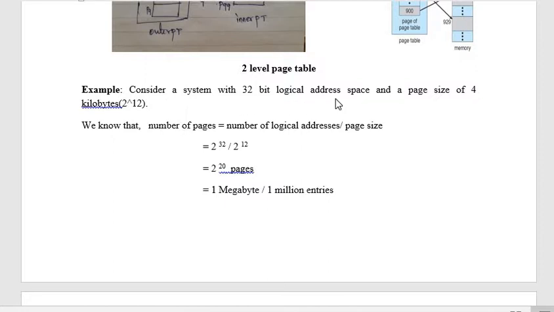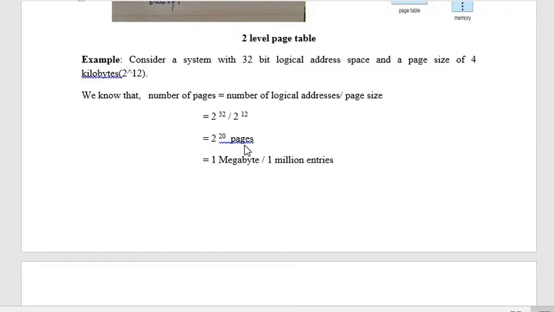So consider this system with a 32-bit logical address space and a page size of 4 kilobytes. How do we get the number of pages? All the logical addresses have to be divided into pages. If you divide that many logical addresses by the page size of 4 kilobytes, you get 2 to the power of 20 pages. 2 to the power of 20 is nothing but 1 mega, so 1 million entries will be there in the page table.